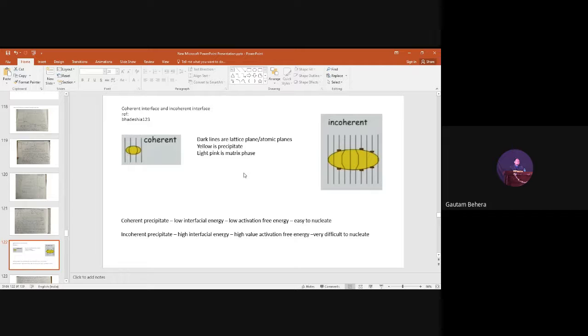Have you ever heard this term, coherent precipitate and incoherent, or coherent interface and incoherent interface? Have you ever heard about this term?